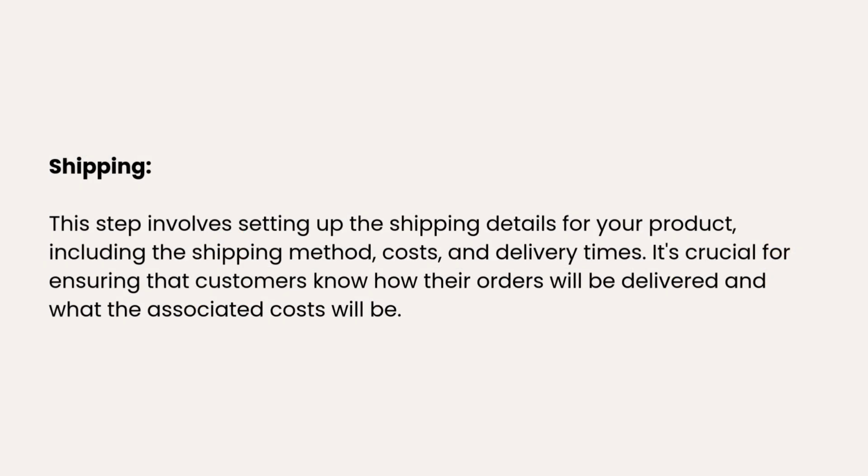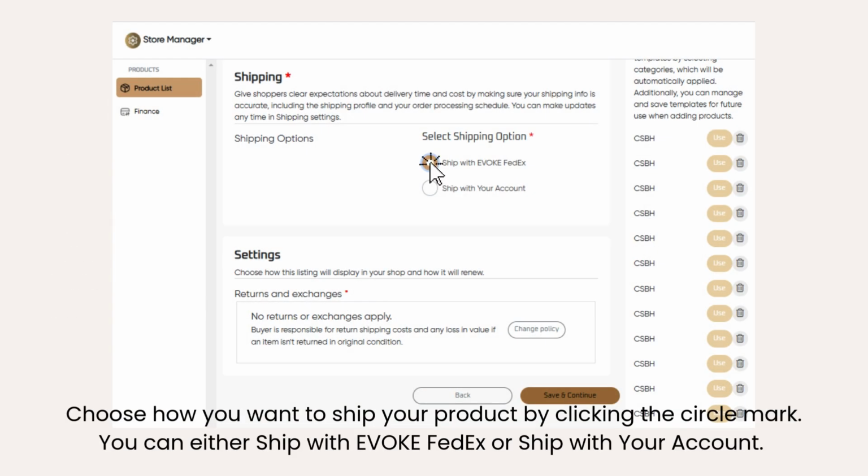Shipping. This step involves setting up the shipping details for your product, including the shipping method, costs, and delivery times. It's crucial for ensuring that customers know how their orders will be delivered and what the associated costs will be. Choose how you want to ship your product by clicking the circle mark. You can either ship with EVOKE FedEx or ship with your account.